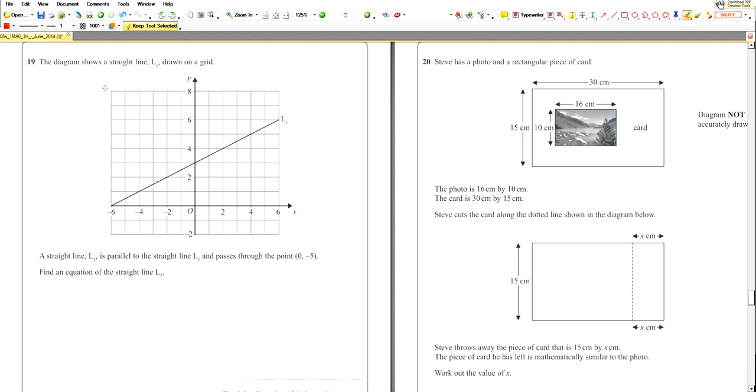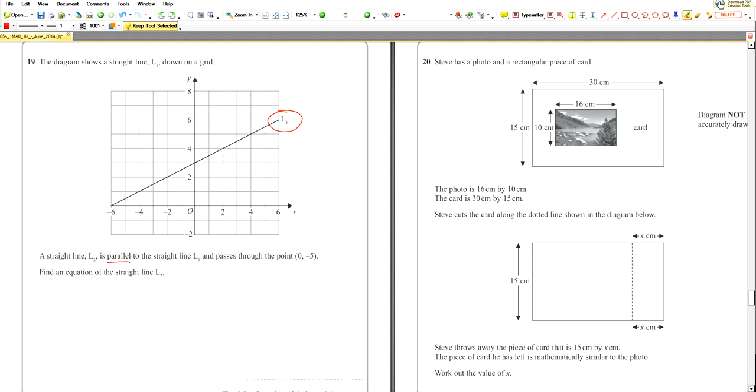Okay, question number 19. The diagram shows a straight line drawn on a grid, line L1. A straight line L2 is parallel to the straight line L1. The keyword here, Abdullah, is parallel. What does parallel mean in a straight line context? It means their gradients are the same. Well done, excellent answer. L2 passes through the point (0, -5). Find an equation of the straight line L2.